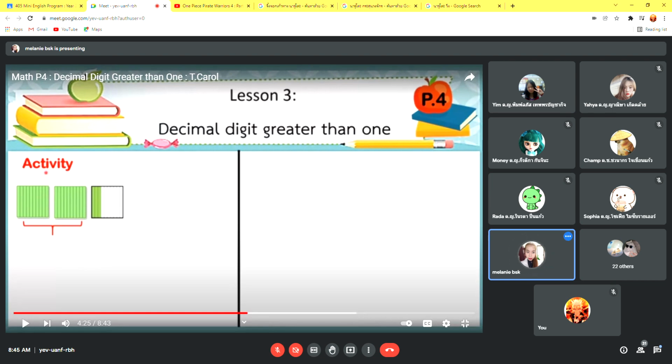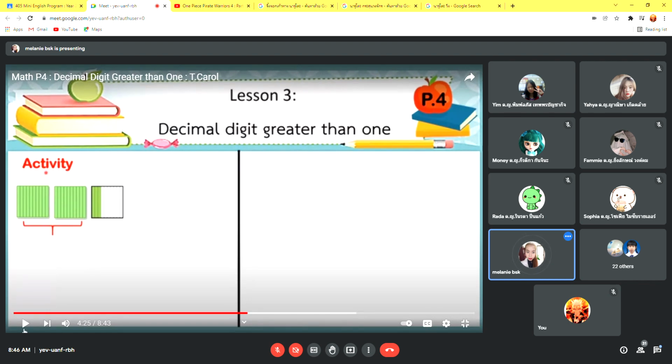Okay, Sophia, go on. 2 and 3 tenths. Okay, 2 and 3 tenths, children. If there are 3 parts, you're going to add "s" at the end. So this one will be 2 and 3 tenths, okay. We have Sophia, 3 tenths, children.